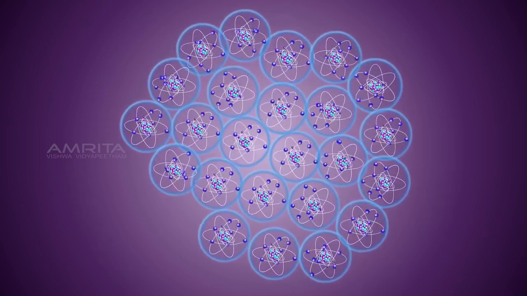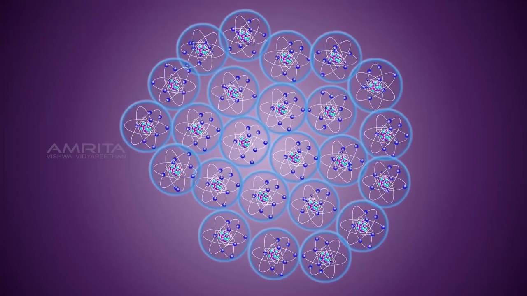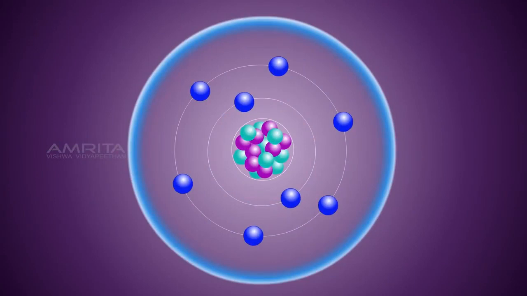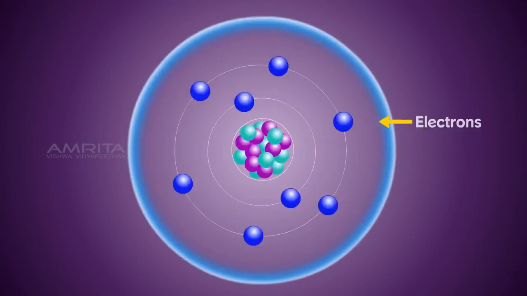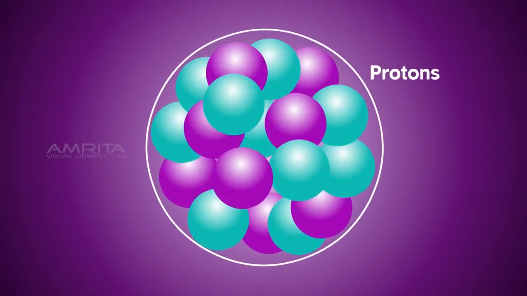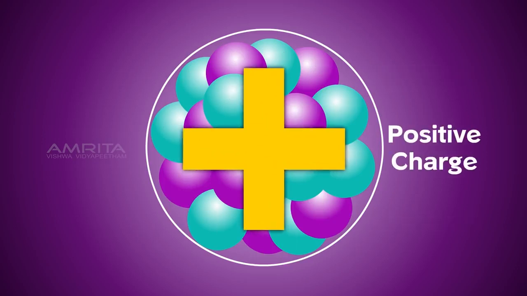These particles are called atoms. Atoms are the building blocks of all material. Atoms are made up of three types of particles called protons, neutrons and electrons. An atom has a central nucleus with protons and neutrons in it. Protons are positively charged and neutrons have no charge, so the nucleus is positively charged.